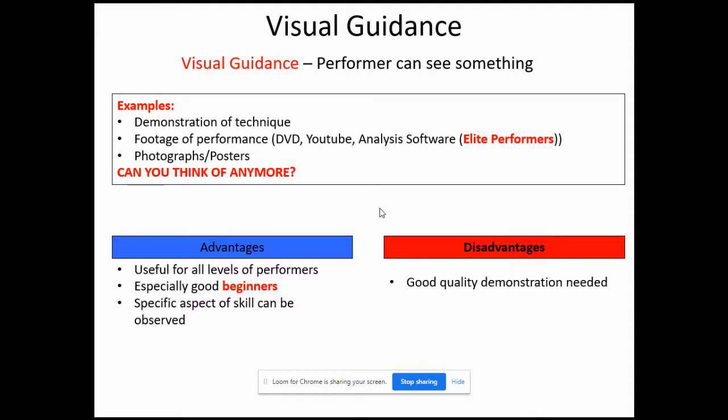Then disadvantages of it. As I mentioned earlier, it has to be a good quality demonstration. If it's a bad quality demonstration, it's no good whatsoever. And some skills are too complex to demonstrate. So if I was talking about patterns of play in football and you were teaching it to Man City, for instance, Pep Guardiola wouldn't have been able to show a demonstration of what he wanted. He would have actually had to kind of walk them all through it.